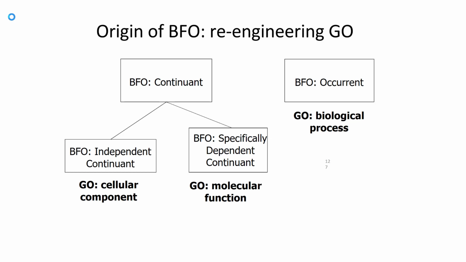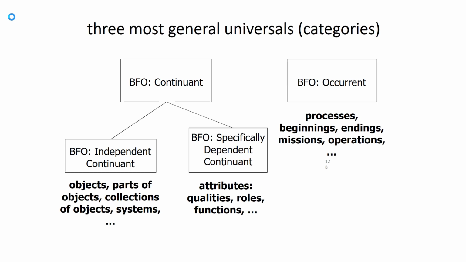GO. Cellular components are what we call independent continuants. Molecular functions are what we call specifically dependent continuants. And biological processes are what we call occurrents. So this is the top level of BFO.